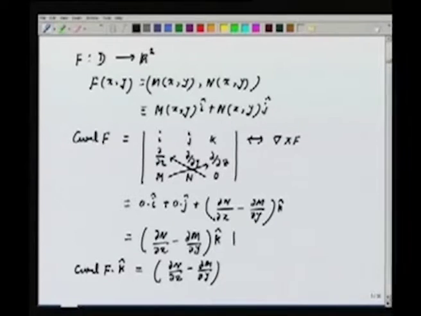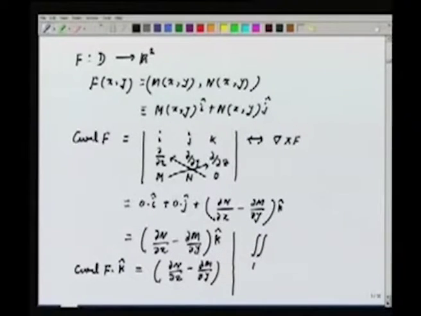Now if I want to use Green's theorem, the left hand side of Green's theorem is double integral over D of del n del x minus del m del y dx dy. So that can be written as double integral over D of curl f dot k dx dy. And then by Green's theorem, the right hand side is f dot ds. This is what I said, the alternative vector form of Green's theorem.